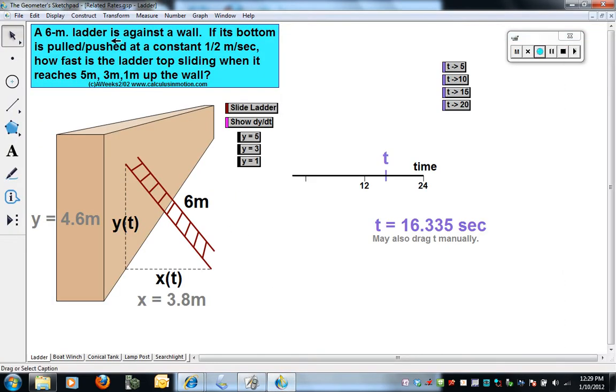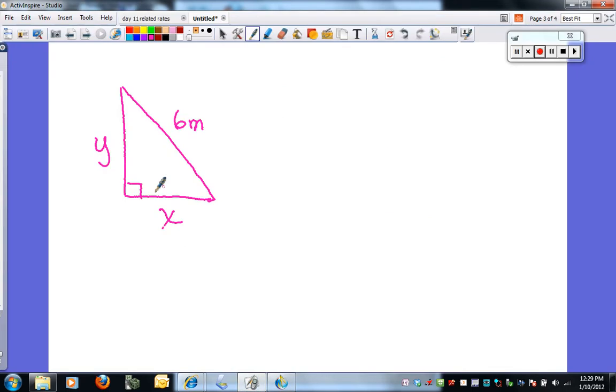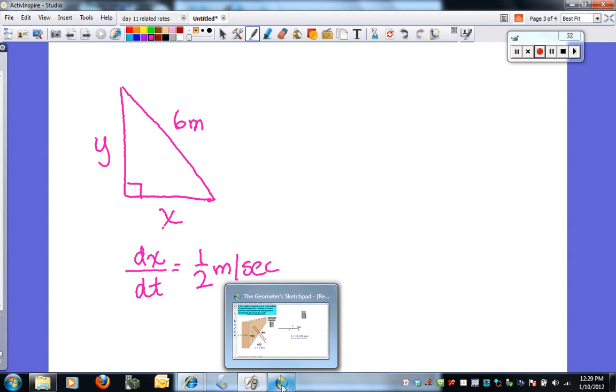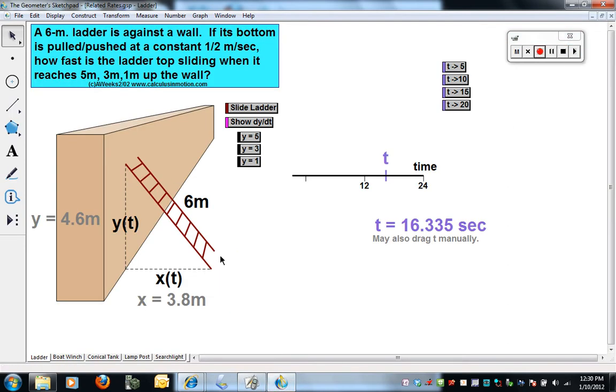Okay, there's a 6-meter ladder. If its bottom is pushed or pulled, so that means this right here, at 1/2 meter per second. So that rate, how is x changing? X is changing, and the way we show that in calculus is dx/dt is 1/2 meter per second. Okay? So that's the rate that we know. So going back to this, how fast do you think the ladder is sliding when it's 5 meters, 3 meters, 1 meter up the wall? Well, we'll do 5 meters first.